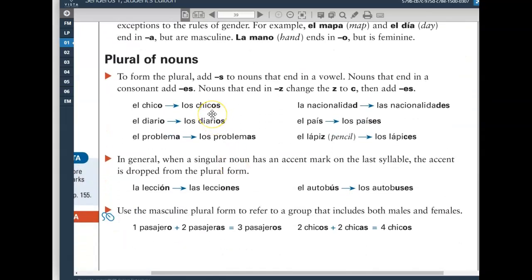And then in terms of how to make nouns plural, very similar to English, adding an S to nouns that end in a vowel. For example, los chicos, los diarios, los problemas. If a noun ends in a consonant, meaning B, C, D, F, G, H, etc., you're going to add ES to nouns that end in a consonant, such as nacionalidad, países, lápices, and lápiz is an example of a noun that ends in Z. To make that noun plural, change the Z to a C first and then add ES.